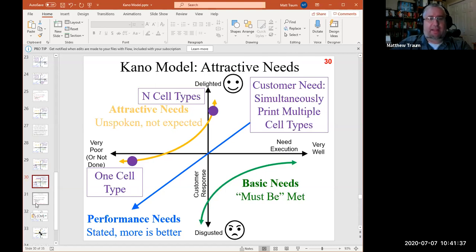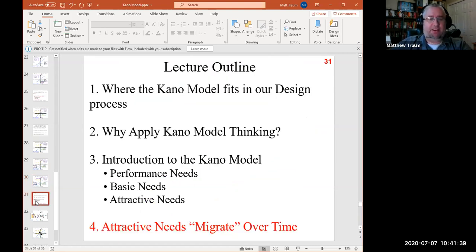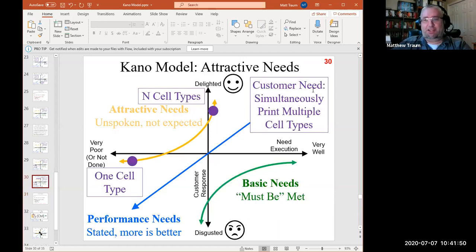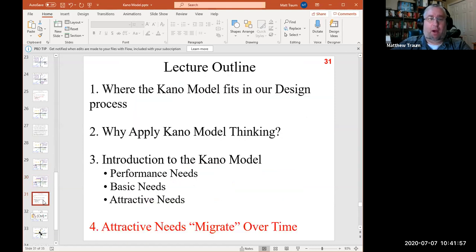All right. So the last thing that I just want to mention is that attractive needs do migrate over time. And this is pretty interesting, actually, when you think about it. So we've got this potential customer need along the attractive needs axis of simultaneously printing multiple cell types, which at the moment is totally different and totally innovative, and something that no 3D bioprinter designed in Mech Design 3 or Mech Design 2 has accomplished or even thought about.